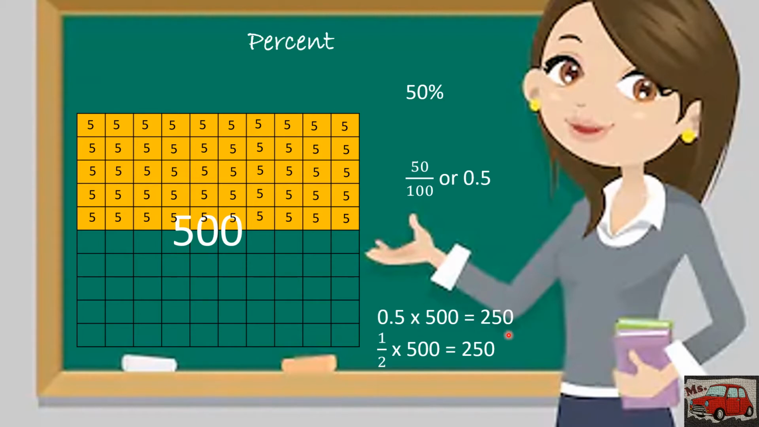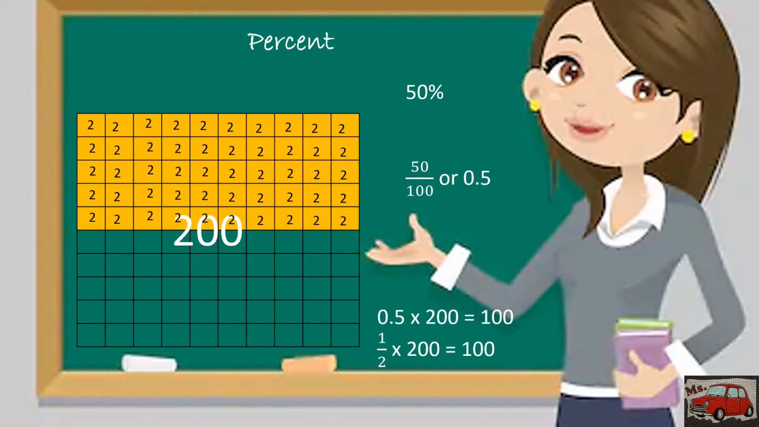Alright? Or other way to do that is, since alam naman natin na yung 50% is kalahati lang ng kabuuan, kunin na lang natin yung kalahati ng 500 or i-multiply natin yung 1/2 sa 500. And that is 250. Okay?